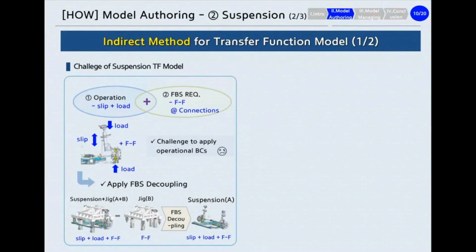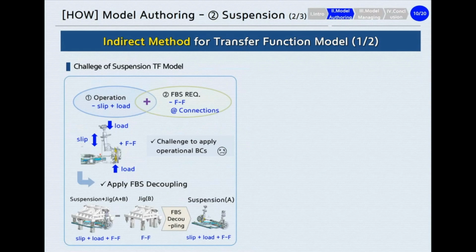Let's move on to the challenges of measuring the suspension transfer function model adequate for FBS. This is due to the particularly difficult nature of the suspension. It cannot be characterized separately because it is attached to a wheel on one side and the body on the other. This makes it challenging to replicate the operational boundary conditions during component-only characterization, including preload due to the vehicle weight and the slip during drive.